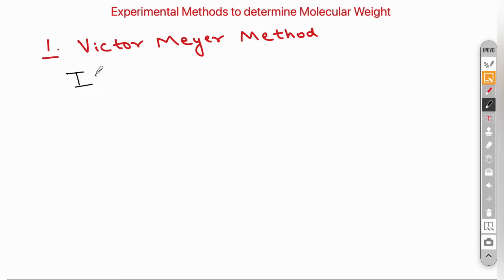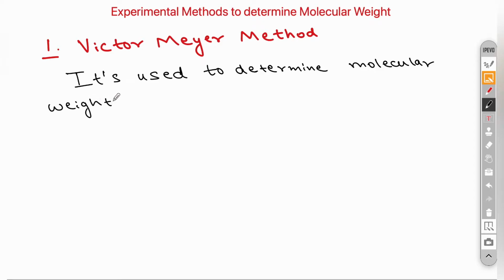Hello everyone, today we are going to discuss experimental methods to determine molecular weight. For this purpose, we will first discuss the Victor-Meyer method. The Victor-Meyer method is used to determine the molecular weight of volatile substances.